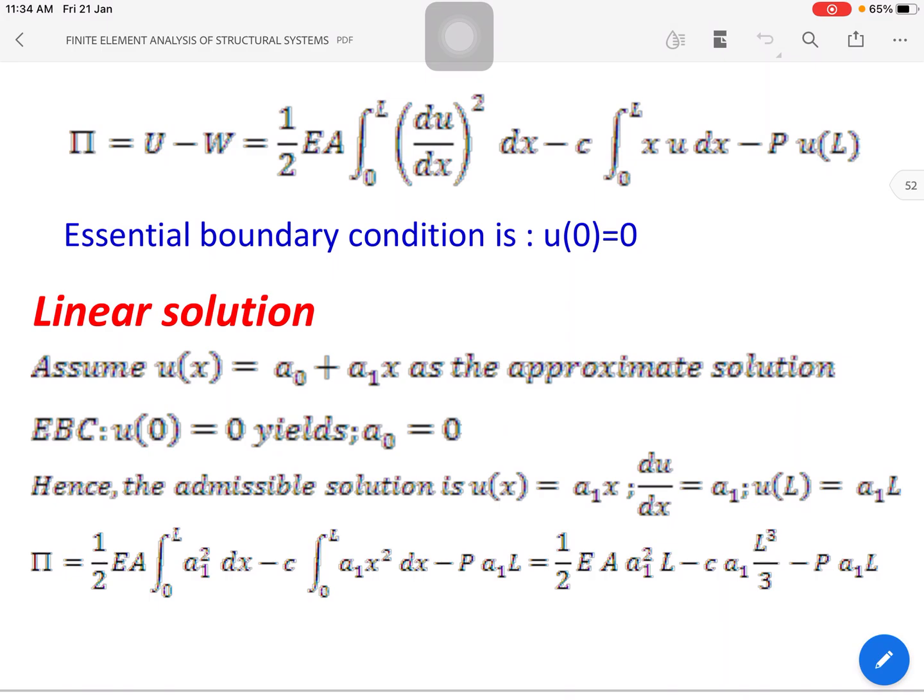So here a function u of x that minimizes the potential energy is considered as a solution of the differential equation which governs the axial deformation of the bars. Right? So this is the expression. In this we need to find a function u of x which minimizes this total expression.